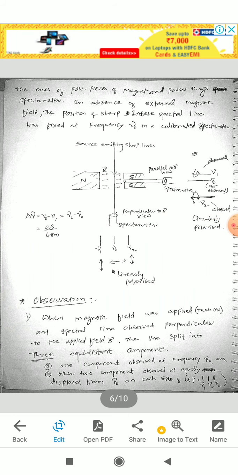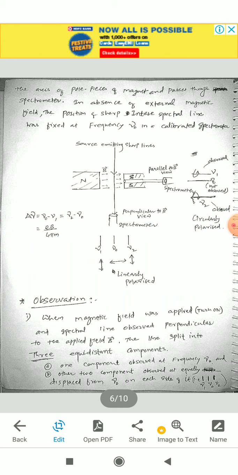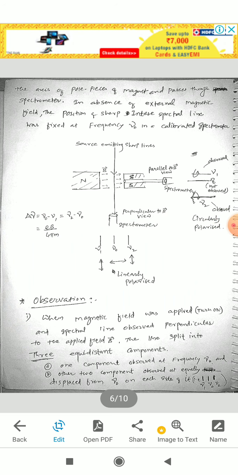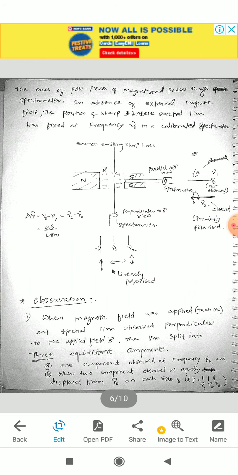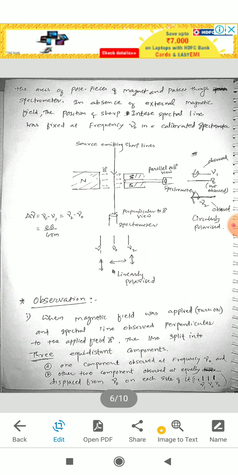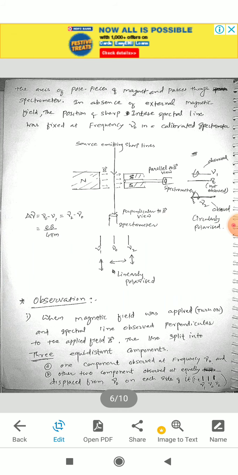The source of spectral lines gives sharp lines which pass through the magnetic field. The magnetic field is perpendicular, applied by a strong electromagnet with N pole and S pole. There are two spectrometer positions: one at the downward side, which is perpendicular to the magnetic field, and another in the direction parallel to the magnetic field view.